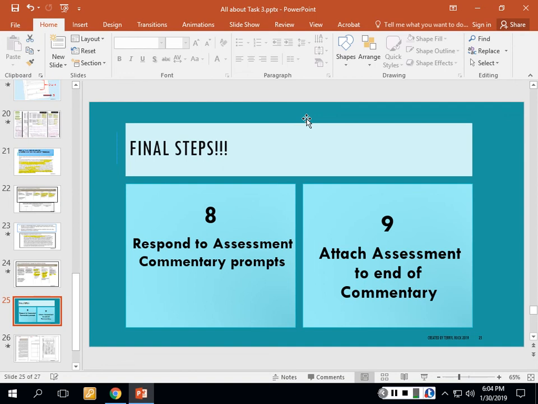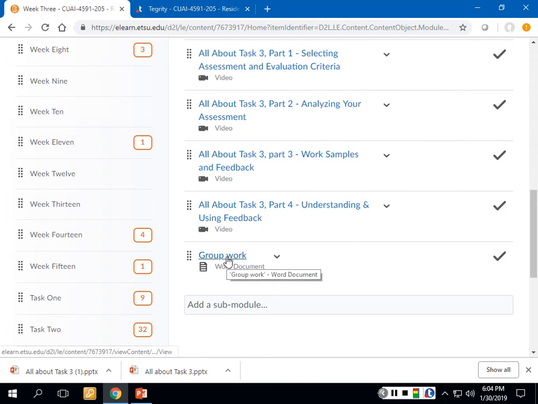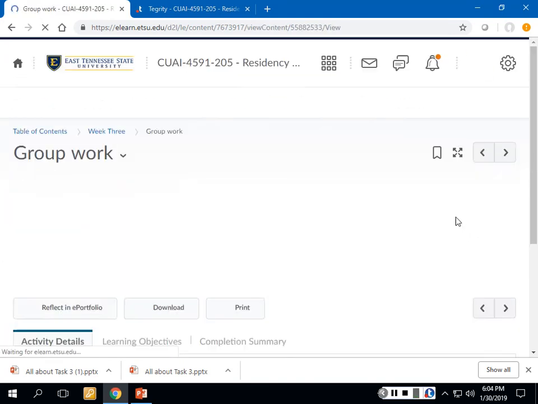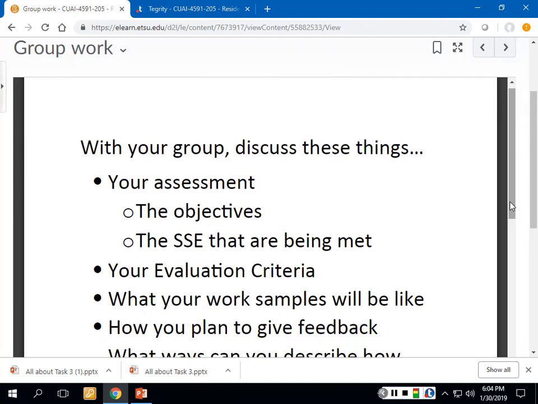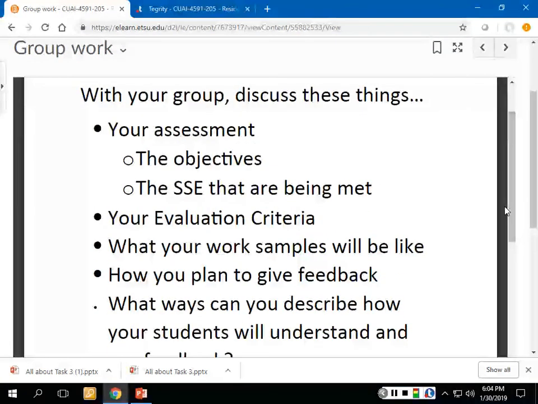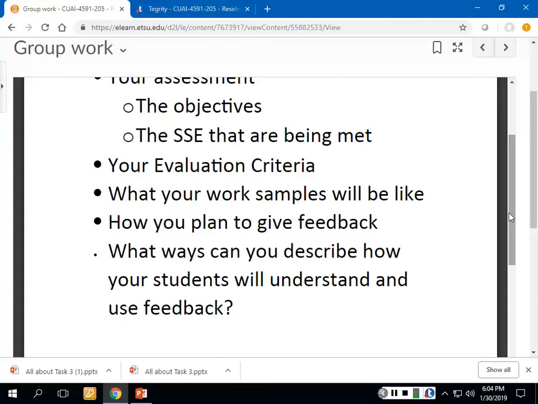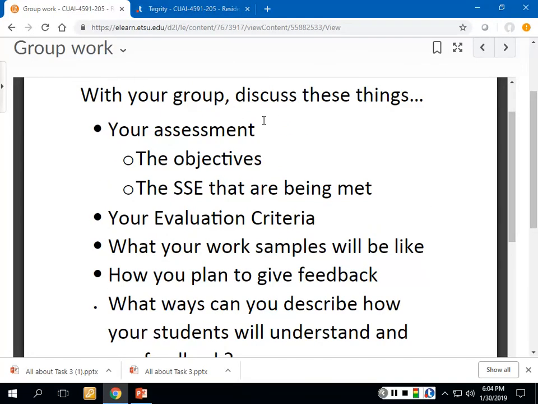In your week 3, there's this little thing that says group work. If you open that up, we're going to get in groups, and math people need to get with math people, literacy with literacy, and you're going to talk about these things. You're going to each have an opportunity to discuss your assessment. First of all, don't forget to talk about your assessment. Make sure that you talk about the central focus and the literacy strategy first, so that people know.